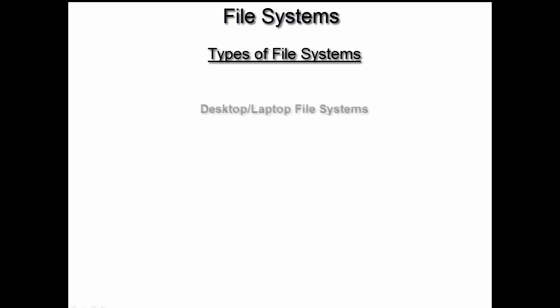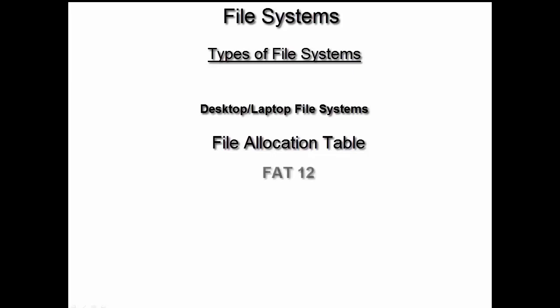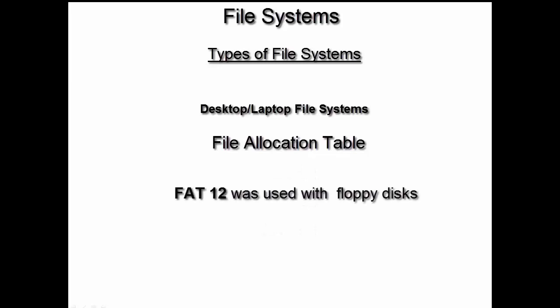When it comes to desktop and laptop computers, two of the more prevalent file systems are FAT and NTFS. FAT stands for File Allocation Table. There were three different varieties of FAT in general. There was FAT 12, 16, and 32. FAT 12 was used with floppy disks, which were the earlier forms of media storage.